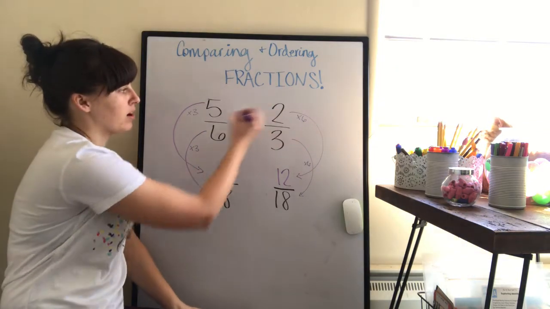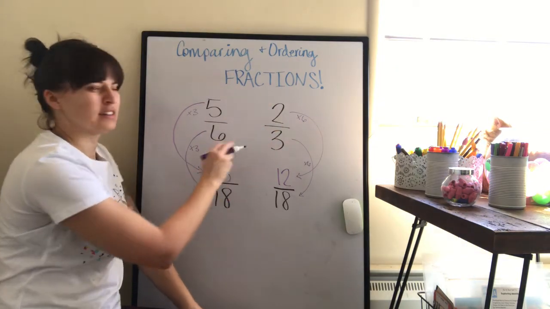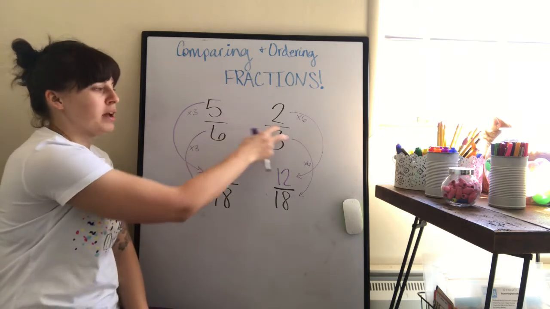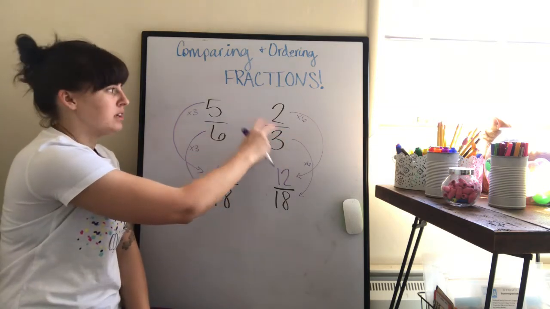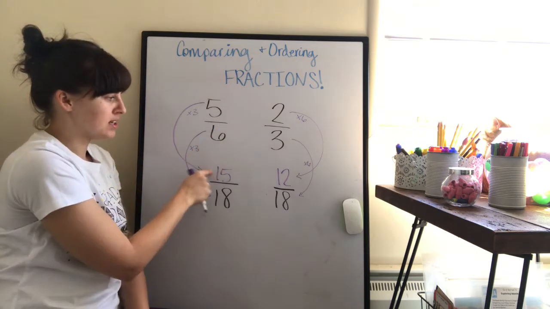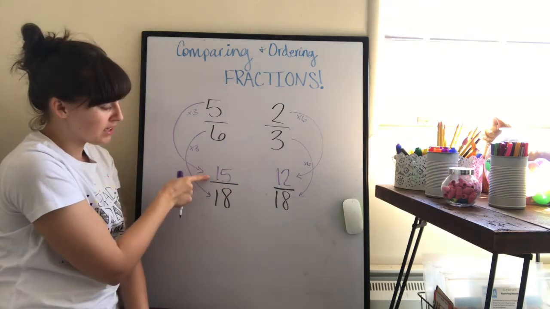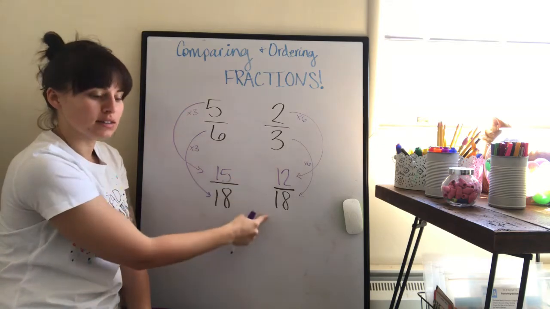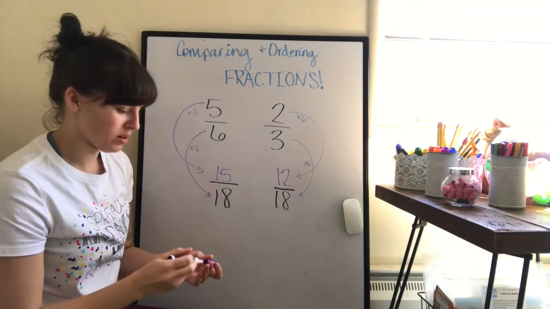So the reason why cross multiplying works is because I'm saying if we made our denominators the same, then those would be the new numerators. And 15 is bigger than 12. 15/18 is bigger than 12/18. That's why cross multiplying works.